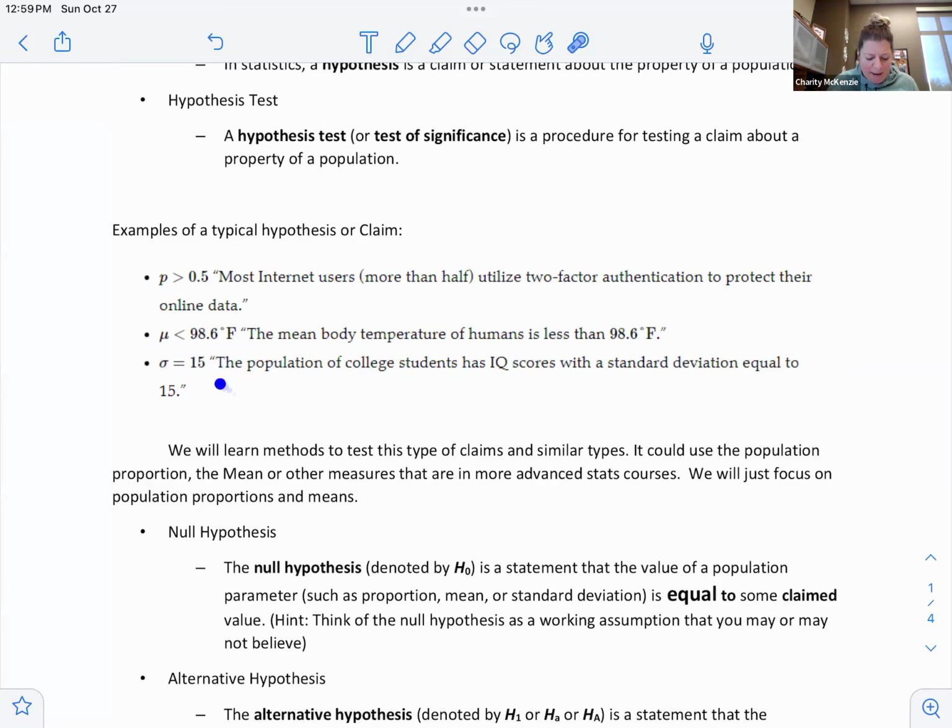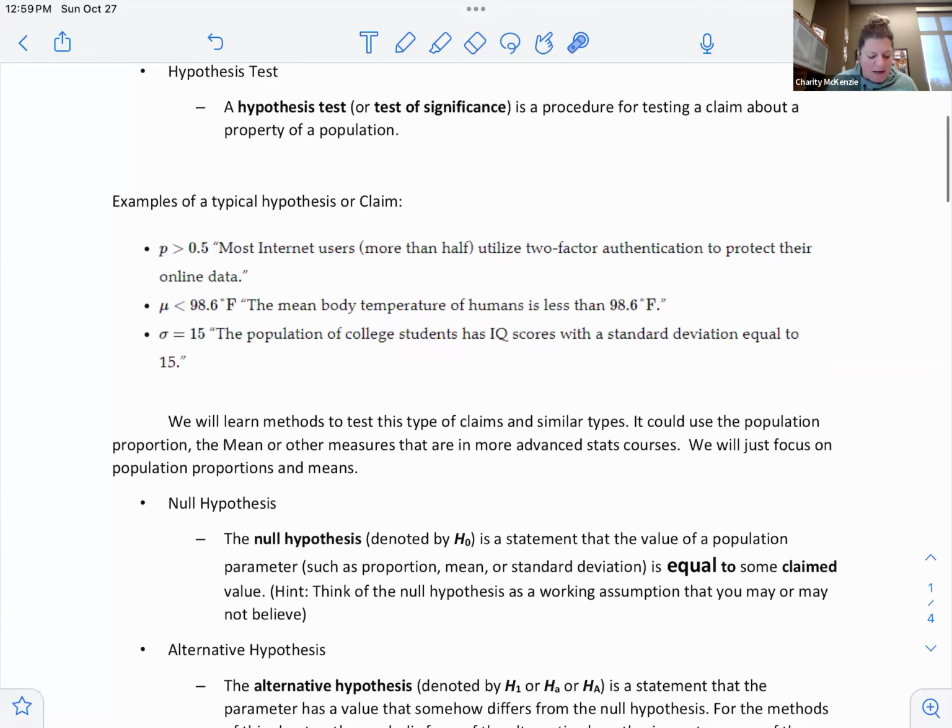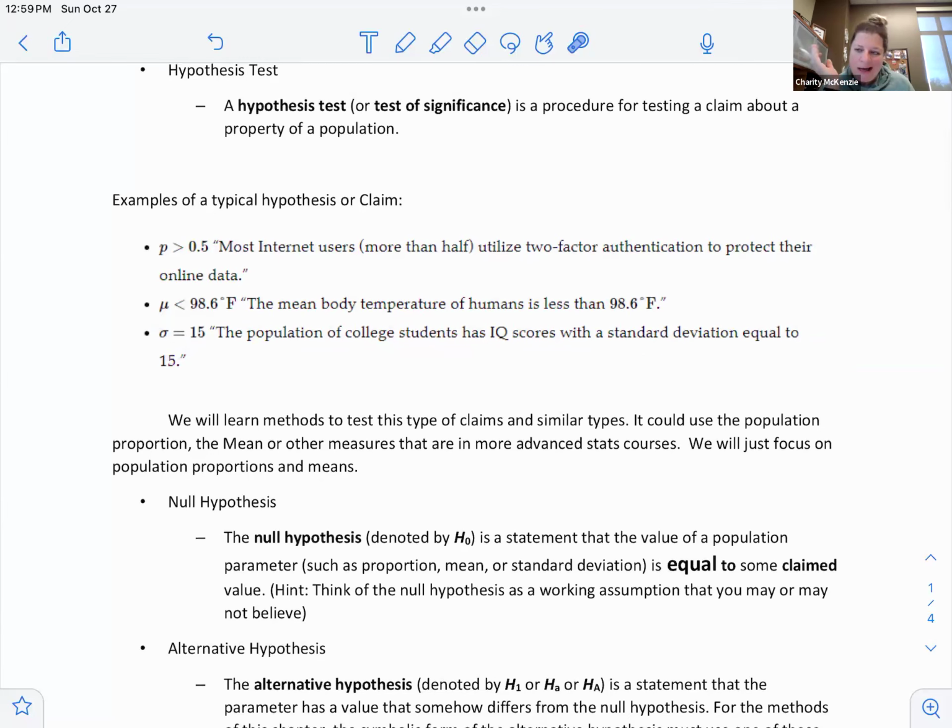Okay, the last one. The population of college students has an IQ score with a standard deviation equal to 15. So that one we're testing equal with the standard deviation. We don't use standard deviation a lot. I mean, it's sprinkled in some of our definitions, but it's a whole other section that we're not going to cover. So we're just going to cover proportions and means, and it's really just because of time.